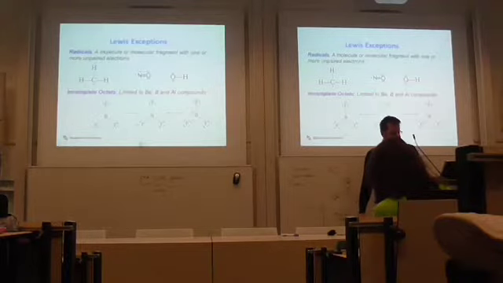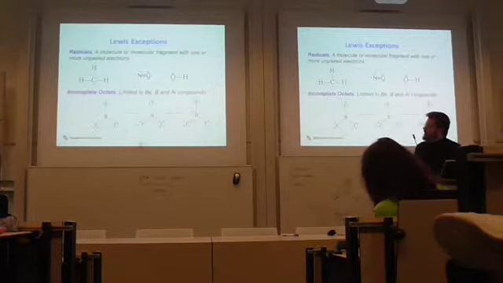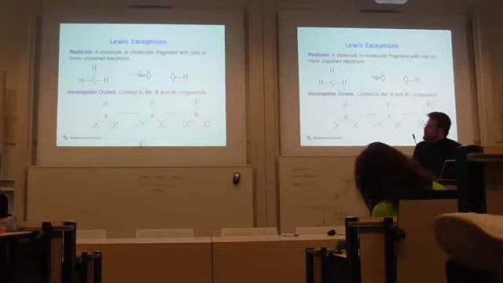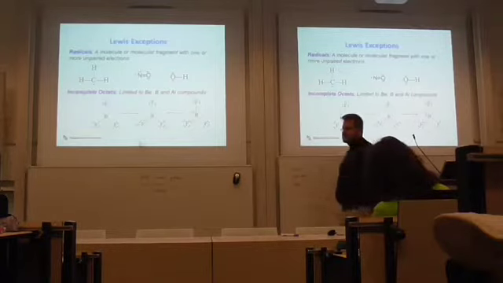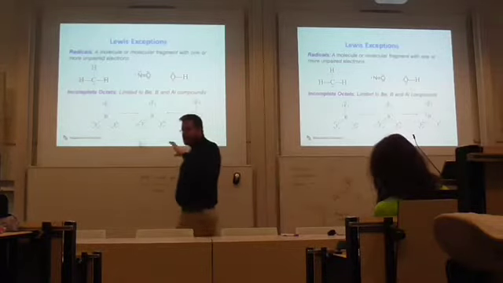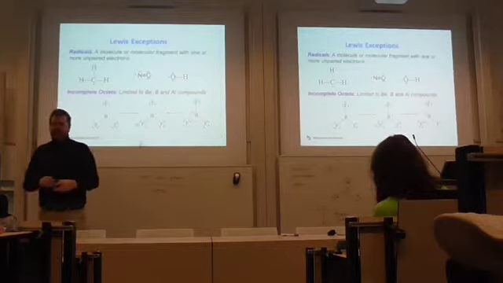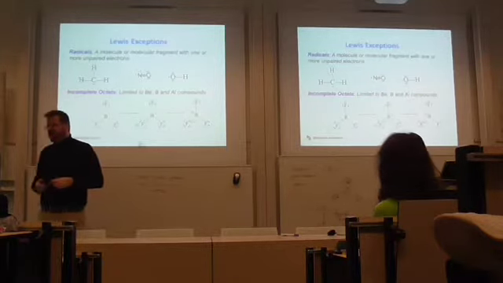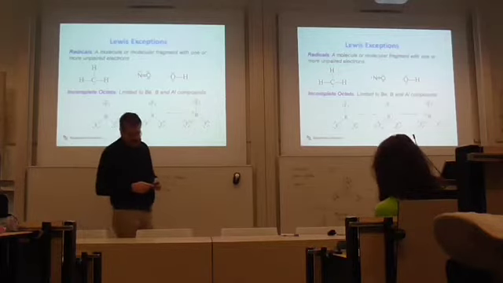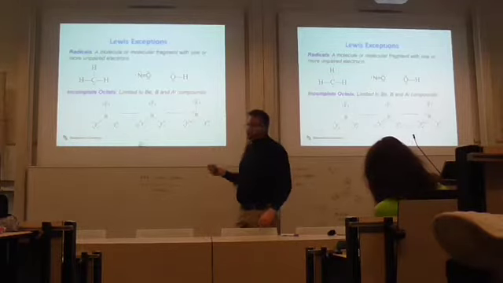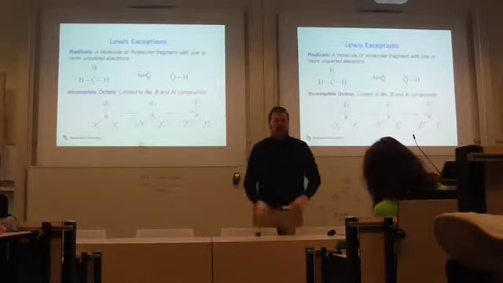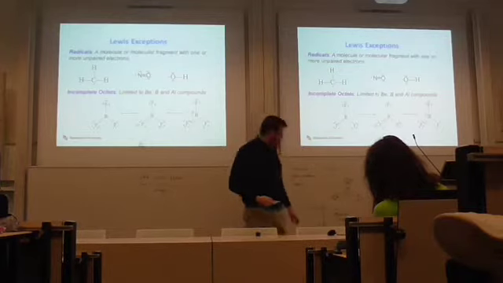Okay, and the second exception is incomplete octets. Now, forget about what I've drawn here at the bottom. I think this is just going to confuse everyone. But what I'd like to say is that for beryllium, boron, and aluminium compounds, and also for hydrogen, as we've seen, these elements typically have less than 8 electrons in their compounds, typically 6. So for beryllium, you'd typically have 4, but for boron and aluminium, you would have only 6 electrons around the central atom.